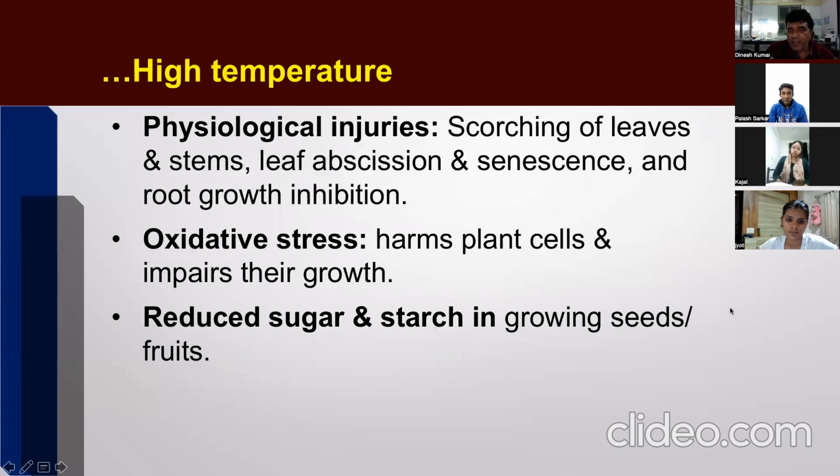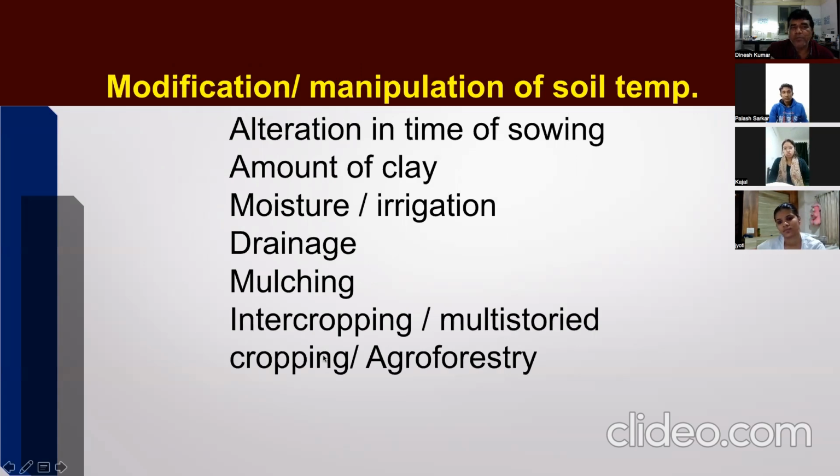Physiological injuries can also happen because of high temperature, such as scorching of leaves and stems. Leaf abscission means early fall of the leaf, and senescence. Root growth inhibition is also possible. Oxidative stress can harm the plant cells and impair their growth. Sugar and starch are reduced in growing seeds and fruits. You can see a number of problems because of high temperature.